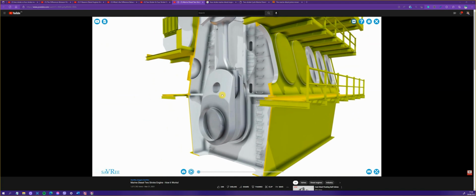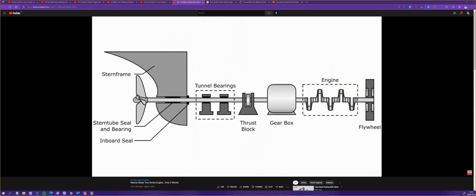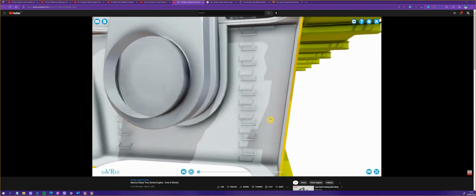After that, the propeller shaft connects to the propeller, but only after it's been passed through several bearings and what they call a stern tube seal. The stern tube seal is what stops water entering the vessel through the space between the propeller shaft and the ship's hull. You can see we've got little ladders here.